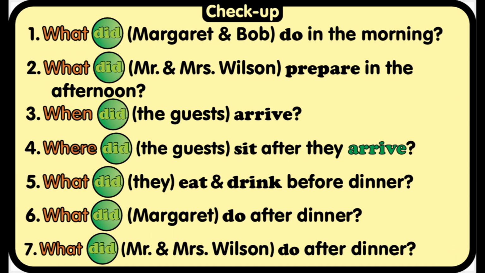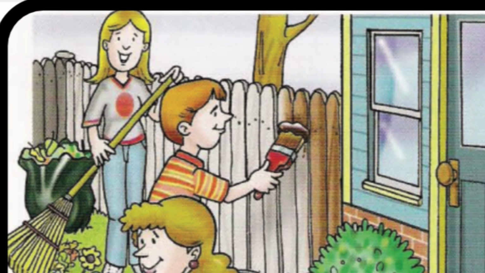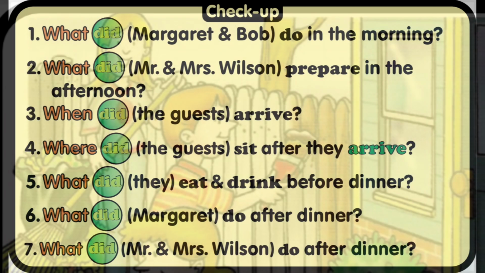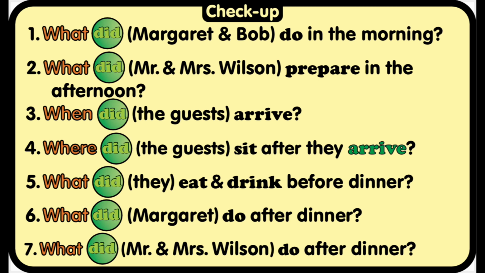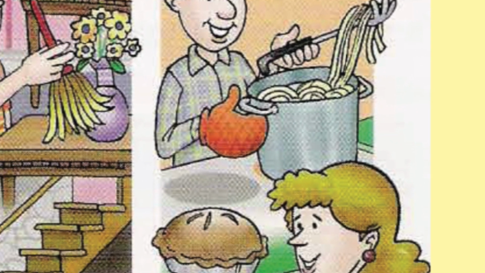All right, now let's do the checkup. What did Margaret and Bob do in the morning? She cleaned the yard and he painted the fence. What did Mr. and Mrs. Wilson prepare in the afternoon? He cooked the spaghetti and she baked apple pies for dessert.